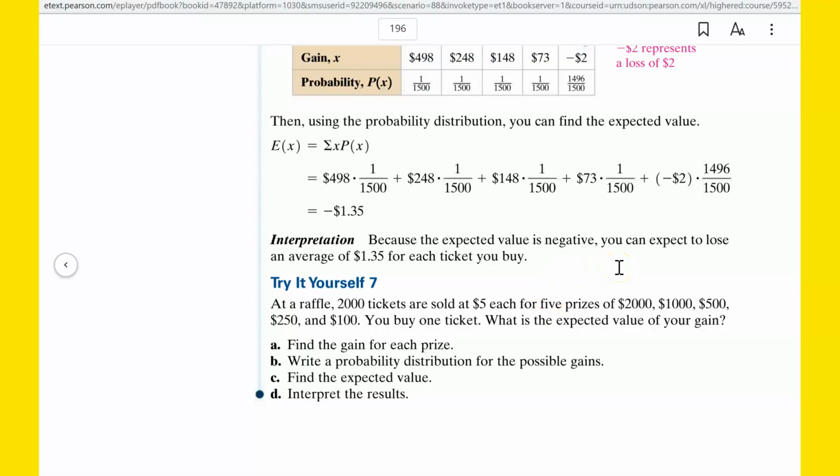I really enjoy expected value. I think it's an extremely valuable concept to think about and learn because it really applies to all decisions in life.